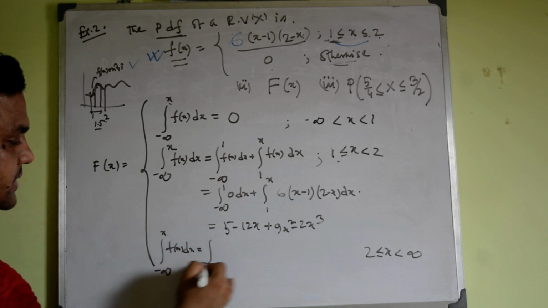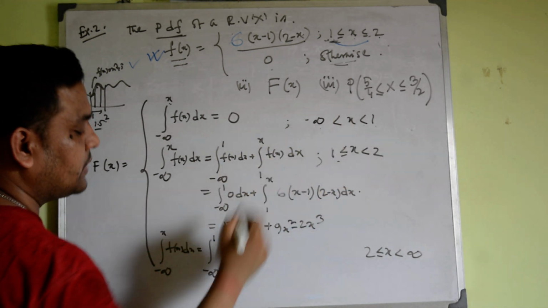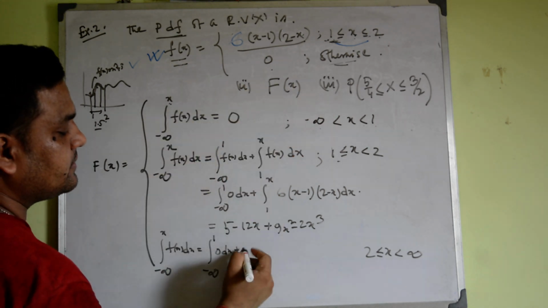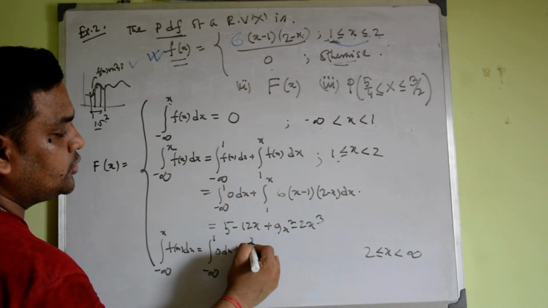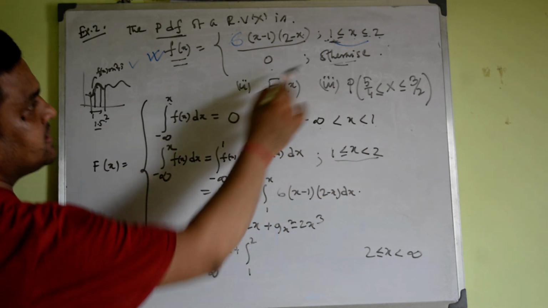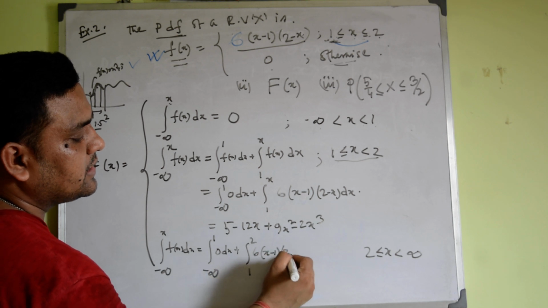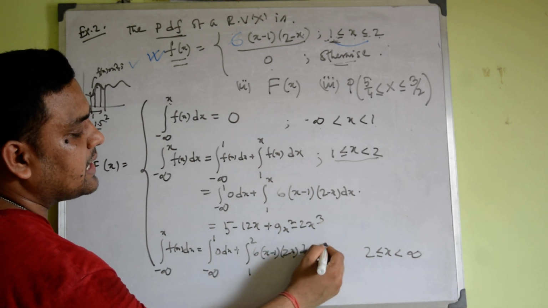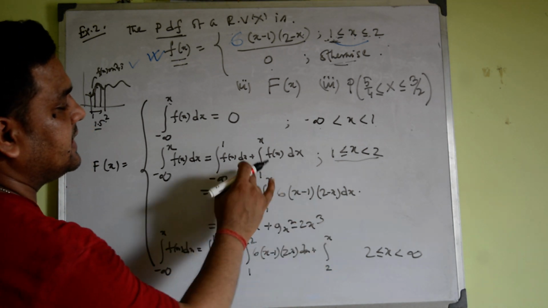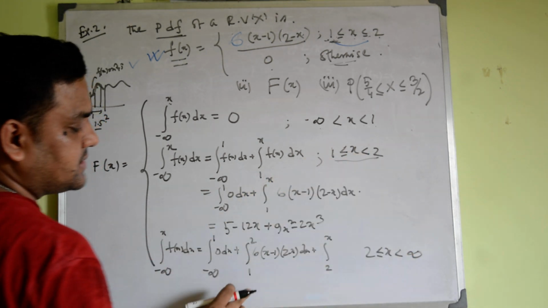So this equals, again you write here, minus infinity to 1, 0 into dx, since in that case the value is the otherwise condition. Plus the integration from 1 to 2, the previous interval, where the function is defined for 1 to 2, so 6 into (x minus 1) into (2 minus x) dx, plus the integration from 2 to x, the last interval.